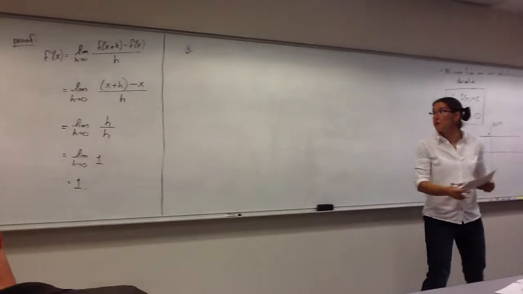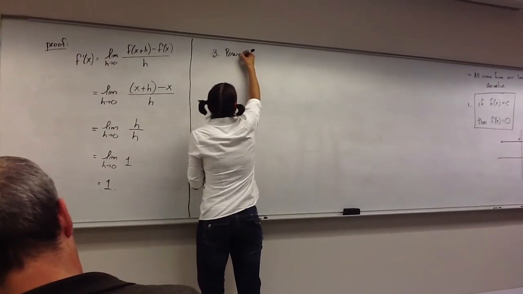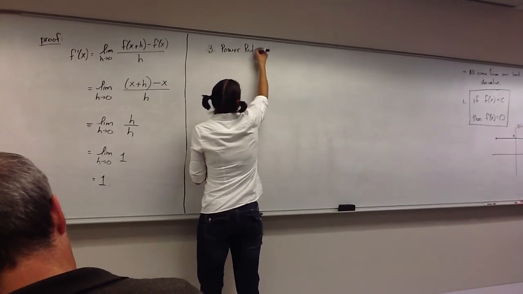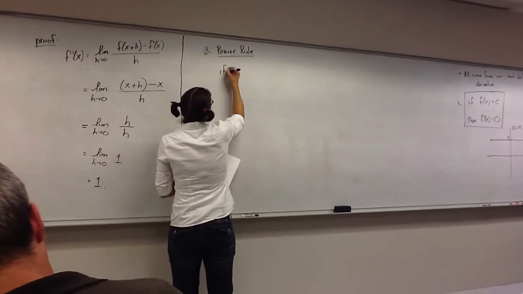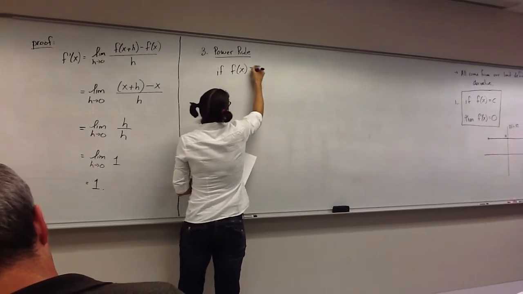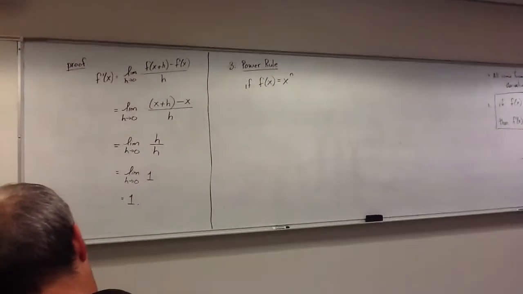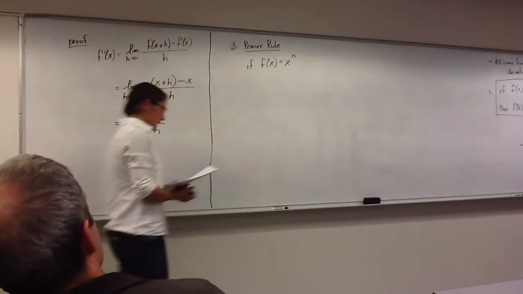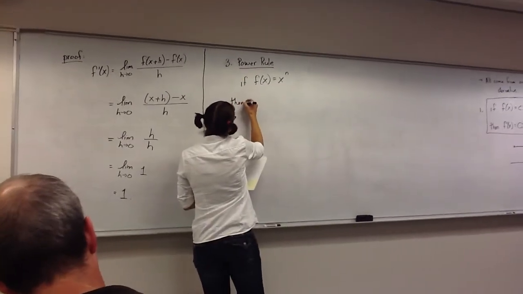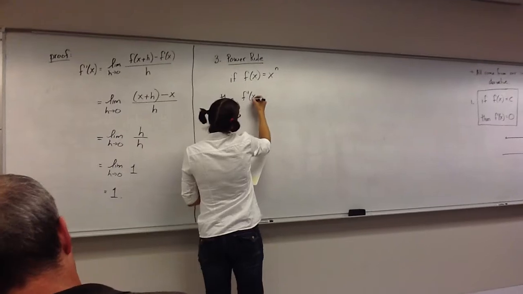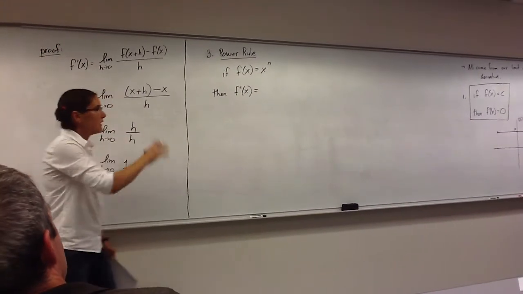All right, rule number 3. Rule number 3 has an actual name to it. This is the power rule. I'm going to write down the power rule, and then we're going to talk about how we use it. So the power rule says if f of x is equal to x raised to the n, where n is a real number. So if f of x is equal to x to the n, then f prime of x is equal to, I'm going to say this out loud and then I'll write it down.